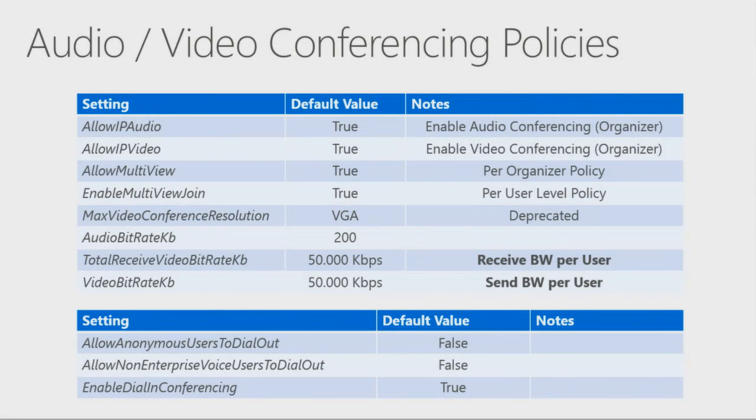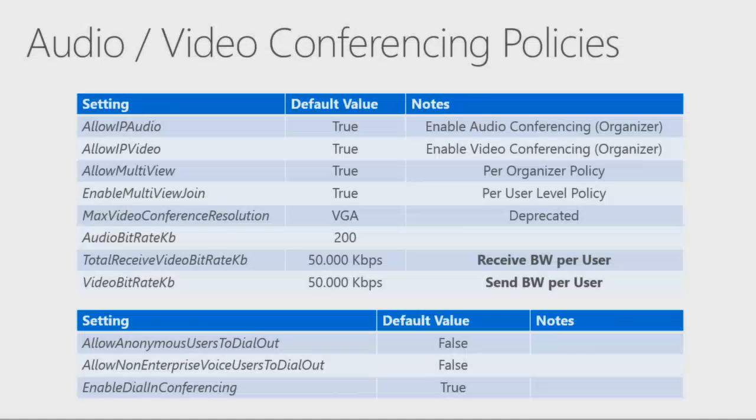So let's look at some conferencing policies here. We already know about IP audio and IP video, but there is also allow multi-view, and the one underneath, enable multi-view join. They're very different, because one is an organizer policy, one is a user policy. For a user to organize a multi-view meeting, you must have this capability. If you have a multi-view conference but want to specify some people, maybe from the branch, not to do multi-video, then you can do that.